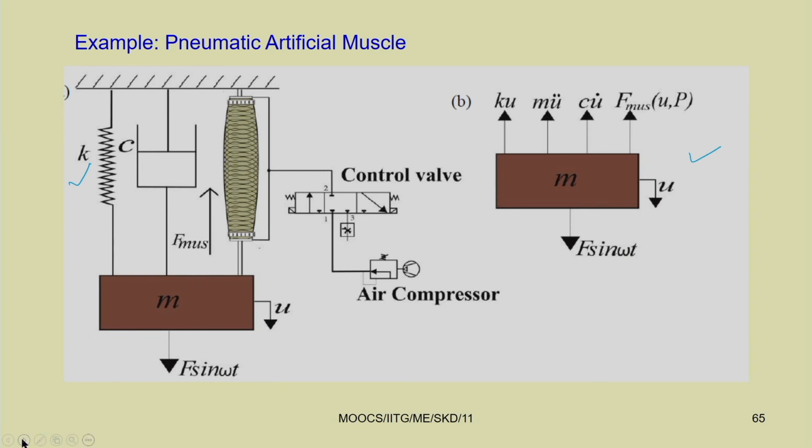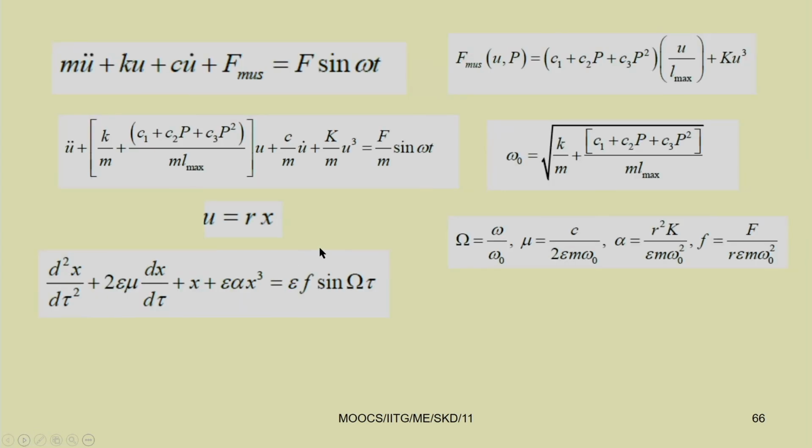The equation of motion you can write conveniently by drawing the free body diagram. This F muscle also you can characterize, by doing some experiment on how the muscle force varies with different pressure. Here one expression is written for F muscle. So, you can write the equation of the system in this form: m u double dot plus c u dot plus k u plus F muscle equal to F sin omega t. Now, putting this F muscle expression in, we have a nonlinear equation of motion.